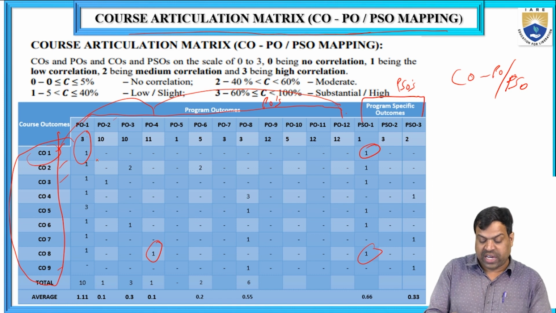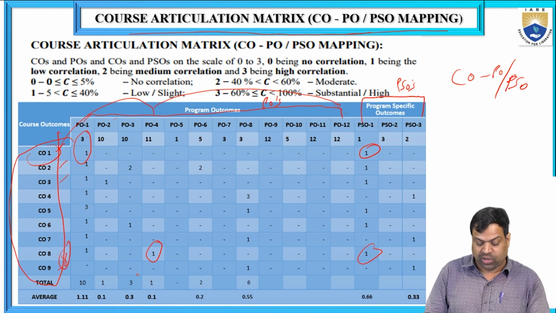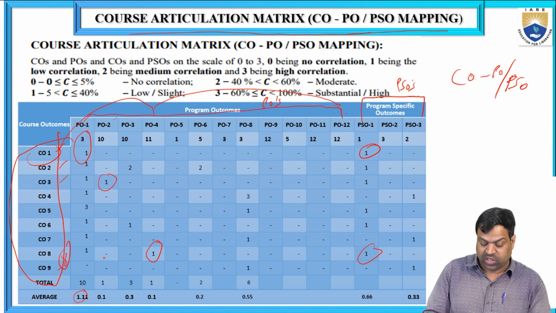So I am taking the average. How many COs are mapping? Suppose here, 1, 2, 3, 4, 5, 6, 7, 8. So 8 COs are mapping out of 10. What is the value of this one? Here, how many are mapped? Only 2 are mapped. CO3, only 1 is mapping out of 10. So 1 by 10 means 0.1.